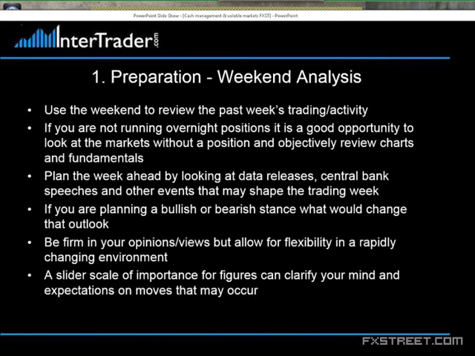So, yes, holding trades overnight is a very good way to extend your profits and make good money, but the risk is exactly mirrored. If you get it wrong, the markets can move very quickly against you. If you're not running overnight positions, it's a good opportunity to take stock. Look back at what's happened in the fundamentals and in your own trading, and see if your plan's working. If your plan isn't working, then maybe try something different. Then plan the week ahead. Get your economic calendars open and look at the data releases, central bank speeches, anything else that might shape the trading week.